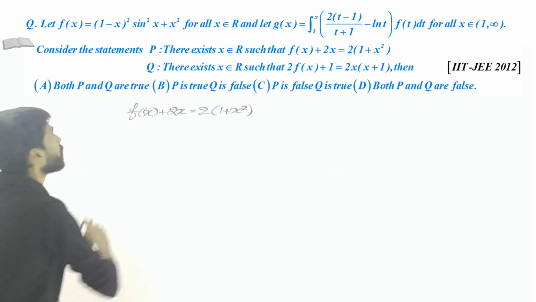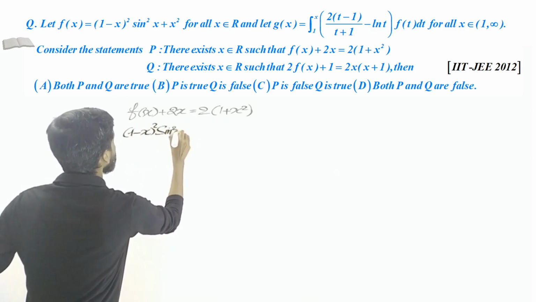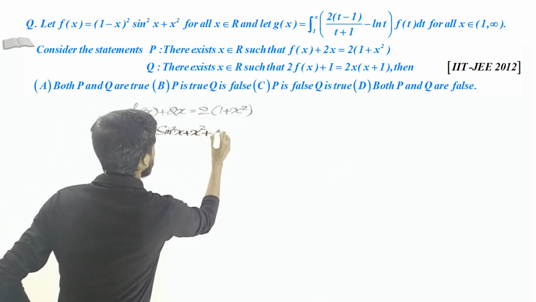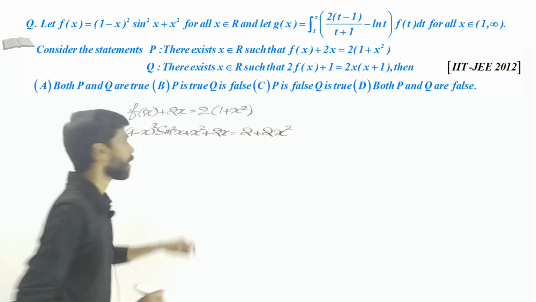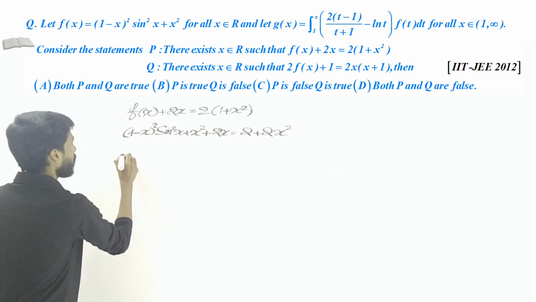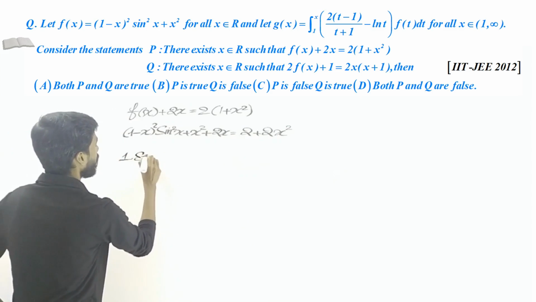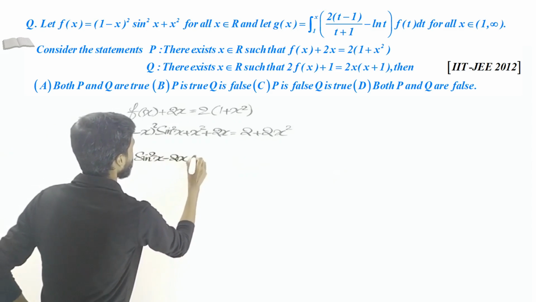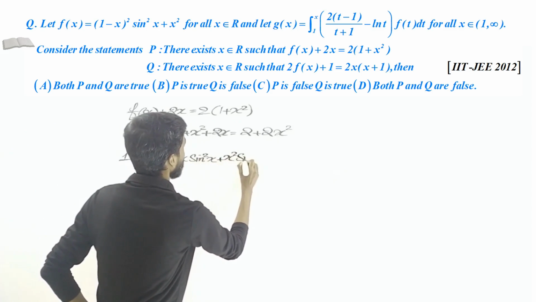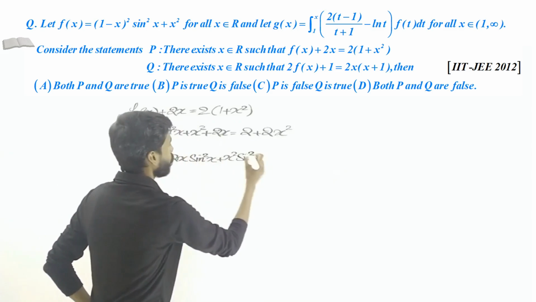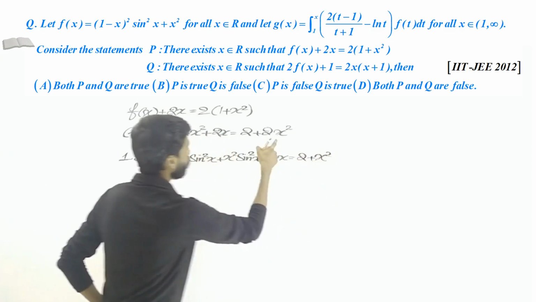Now what is f of x? That is given in the question: 1 minus x squared sine square x plus x squared plus 2x equals 2 plus 2x squared. So let's simplify this further. You can expand this: 1 multiplied by sine square x minus 2x sine square x plus x square sine square x plus 2x equals 2 plus 2x squared minus x squared.